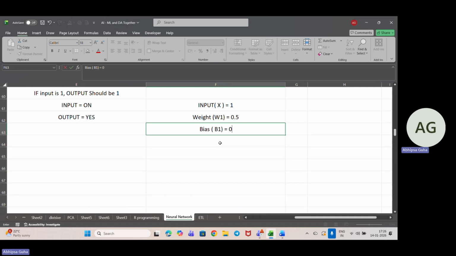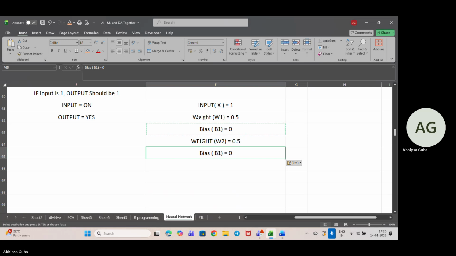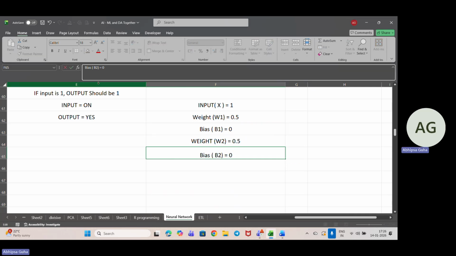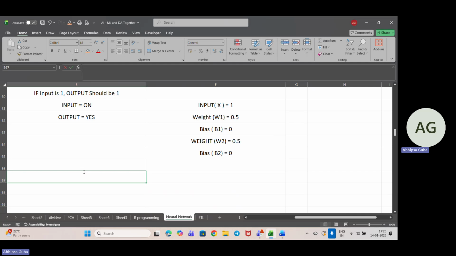Next, I am taking weight 2, which I am taking as 0.5 only. And the bias also I'll take the same, here I'll just add b2. Okay. So now I'll make you understand forward propagation. That is going forward. What is forward propagation?